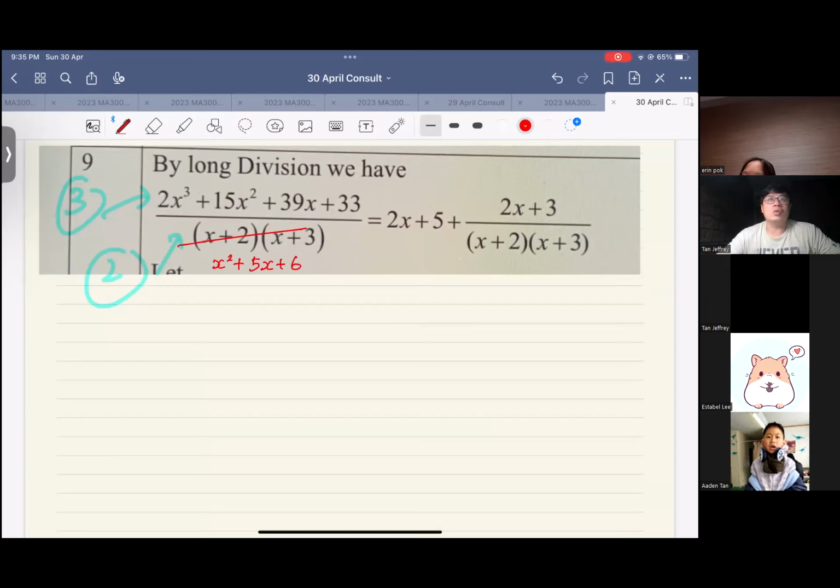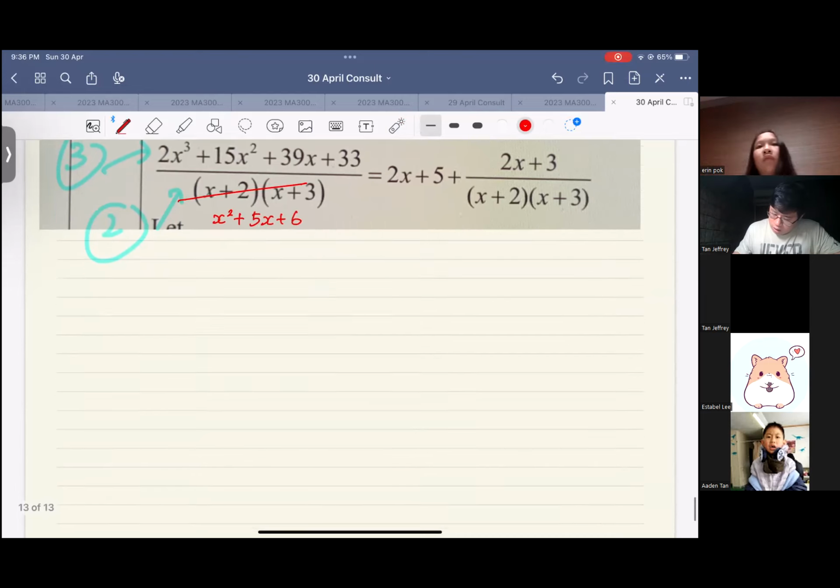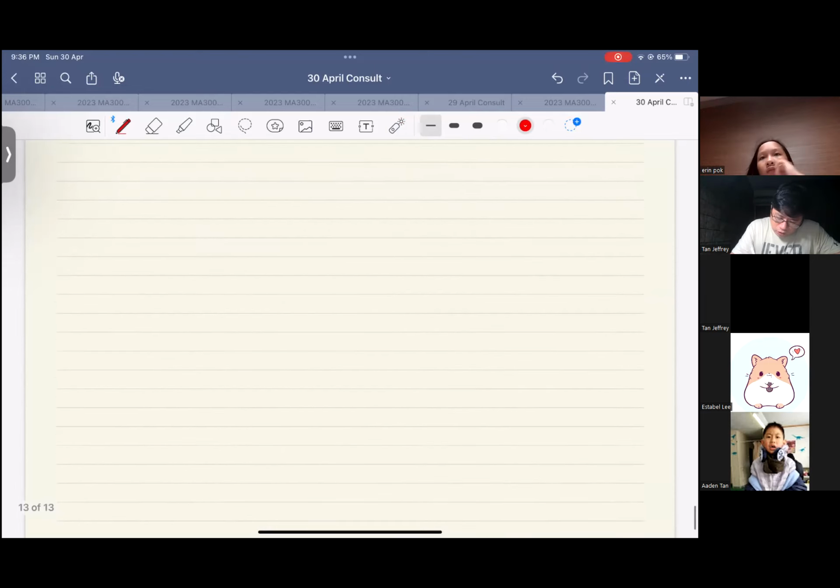Next I need to go to question 11, right? Is it 11? For both Aiden and Estelle, 11. Okay, let me go to 11. I don't have the question, unfortunately, so I'm just going to guess the question from the answers. So x cubed plus 5x minus 9. I'm guessing that I'm supposed to do this in partial fraction now.